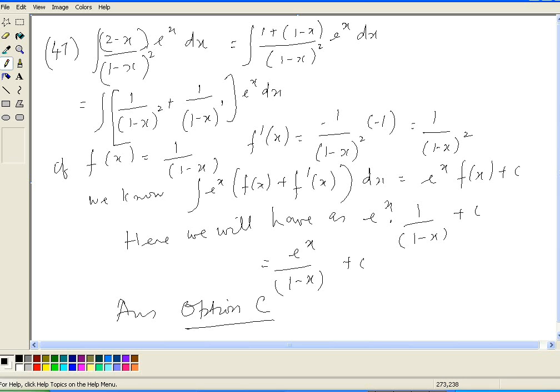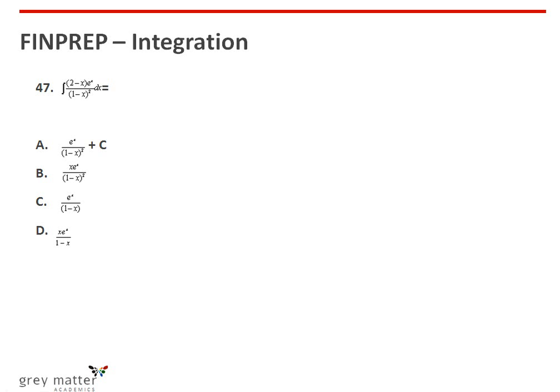Now if f of x is equal to 1 by (1 minus x), f dash of x will be equal to 1 by (1 minus x) whole squared. So it is of the general form integral of e power x times (f of x plus f dash of x) dx, which is equal to e power x f of x plus c. Here we will have e power x times 1 by (1 minus x) plus c, which is e power x by (1 minus x) plus c. So the answer is option C, e power x by 1 minus x.